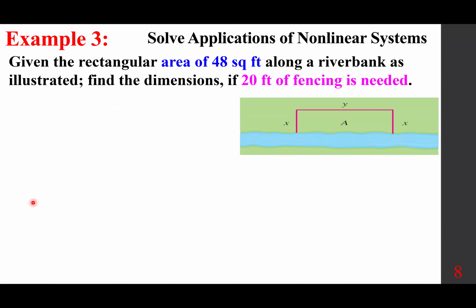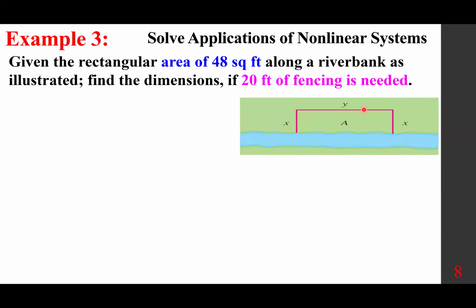Let's go with the application. Given the rectangular area of 48 square feet along a riverbank, as illustrated, find the dimensions if 20 feet of fencing is needed. If the variables are given, so be it. If not, you define your variables.